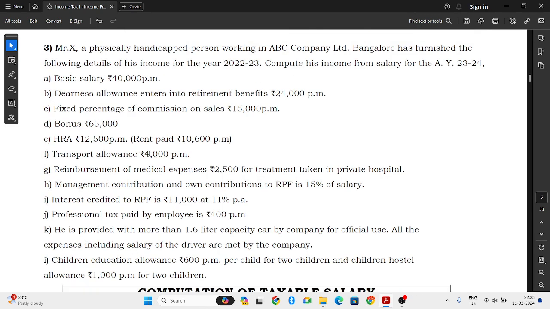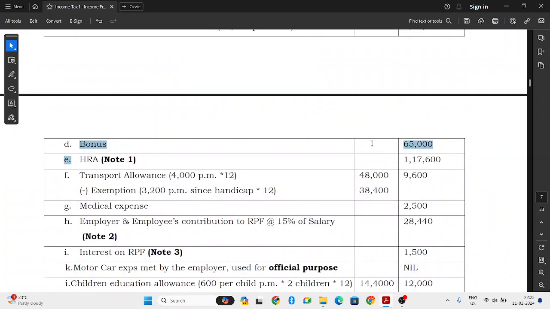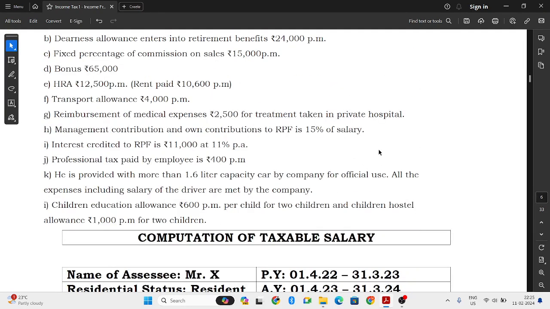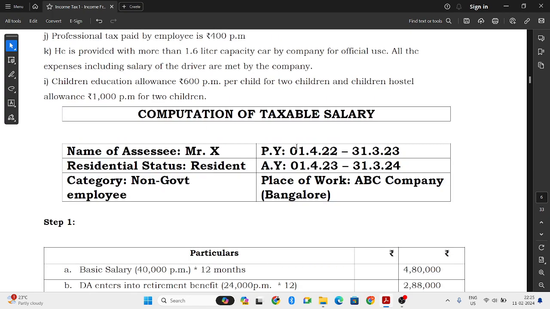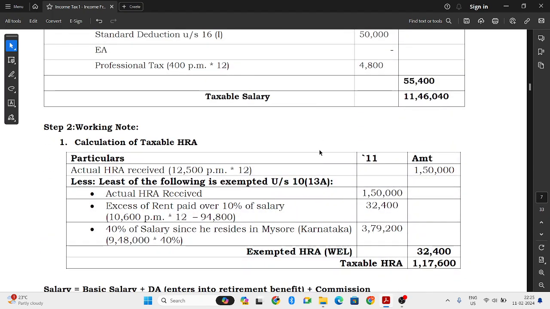Next, bonus. The total bonus whatever he has got is 65,000. So total bonus is 65,000. Next, HRA. So house rent allowance he is receiving is 12,500 and the rent paid is 10,600. So now we have to calculate the HRA. So this is a table to calculate HRA.